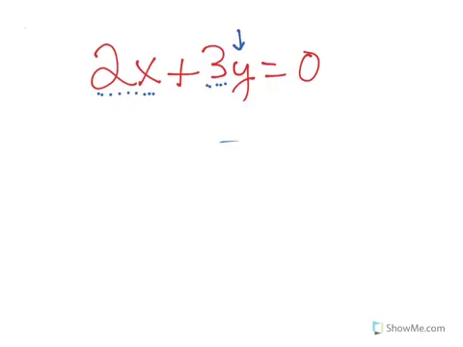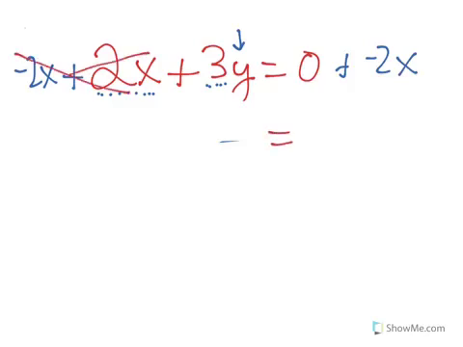I have a 2x, so I'm going to add its opposite, negative 2x, to both sides. Negative 2x and 2x cancel to 0. I'm left with 3y on the left-hand side. 0 plus negative 2x is negative 2x.